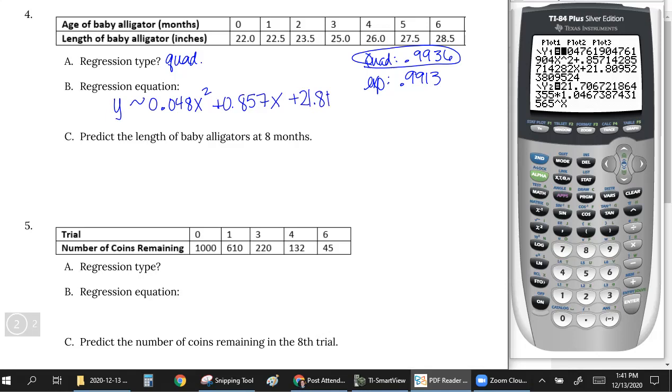Alrighty, so there's our quadratic regression. Now we need to predict what is the length of the baby alligator at 8 months. Because we used months in our x's, and we already plugged in our Y equals, we can actually make the calculator do the work for us.